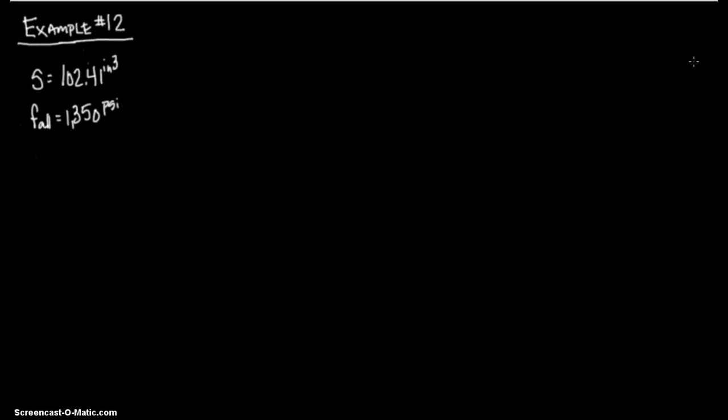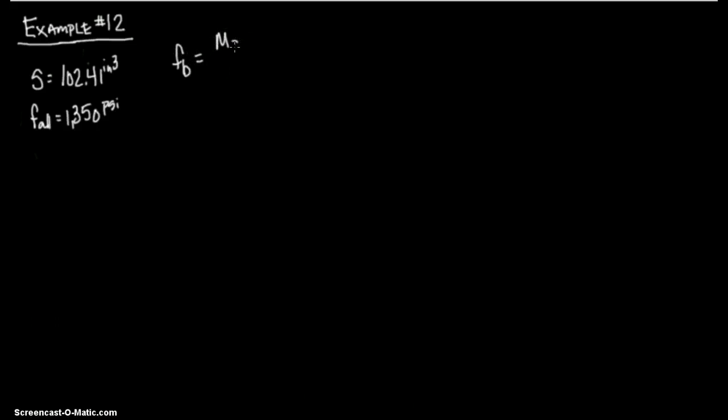Welcome to lesson 2, example number 12. It's asking us to find the moment capacity of a wood beam whose section modulus is 102.41, and the allowable stress is 1350 psi, and we want to go ahead and use the bending stress equation.